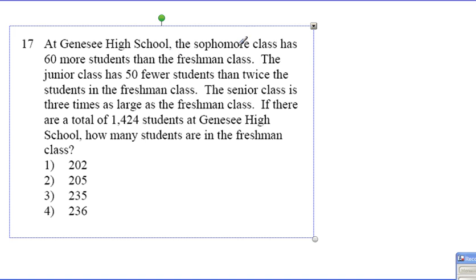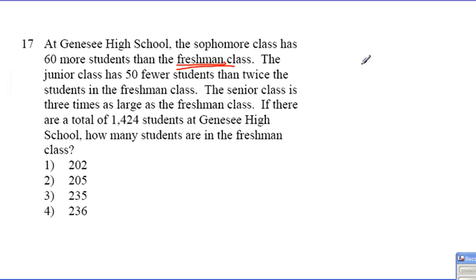Now in this case we have sophomores. Sophomore class has 60 more than the freshmen, so everybody seems to be compared to freshmen, so let's look into that. Let's let them equal to be x. Then sophomore has to be simply 60 more than the freshman, so x plus 60. Now, the junior class has 50 fewer than twice the students in freshman class, so junior is 2x minus 50.